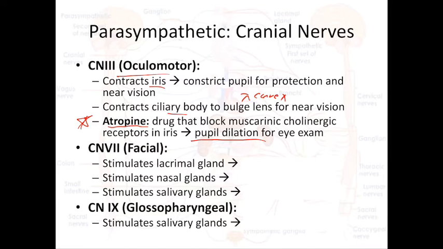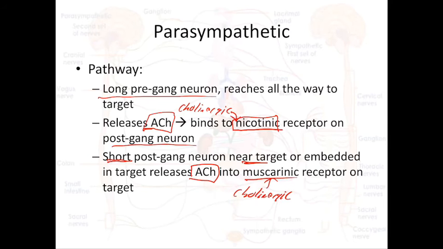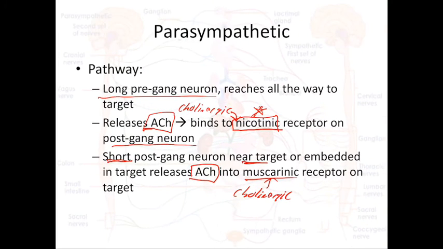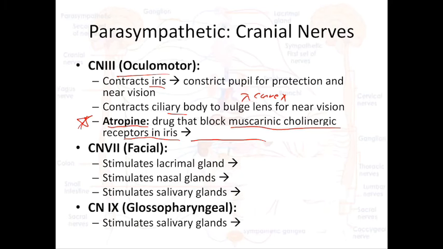It causes this because it blocks the muscarinic cholinergic receptors in the iris. So if we're blocking muscarinic receptors, let's go back and see which one that would affect on the previous slide. So not the ganglionic interaction, but the postganglionic neuron to the target tissue. That's the muscarinic one, so that's what we're blocking. Okay, so that makes sense. If we block the thing that's supposed to constrict the pupil, it dilates instead.